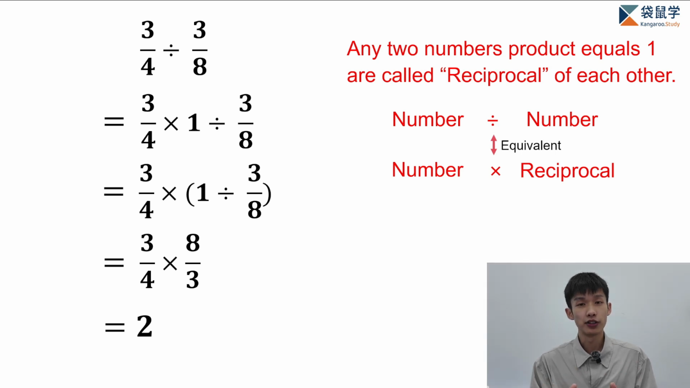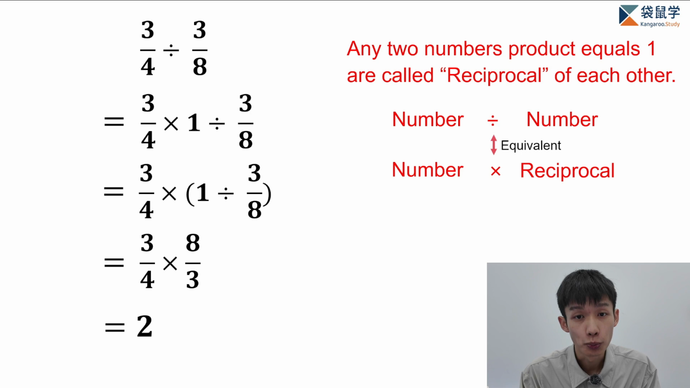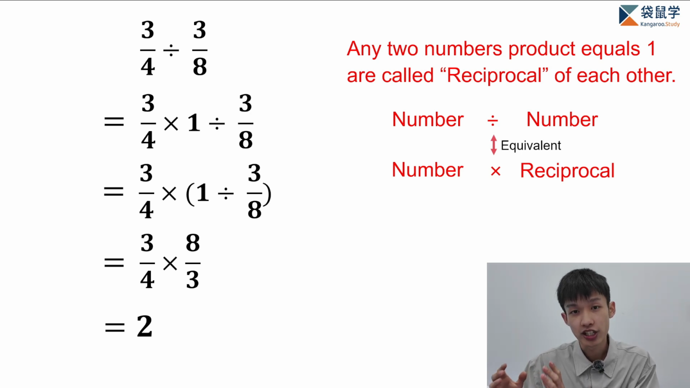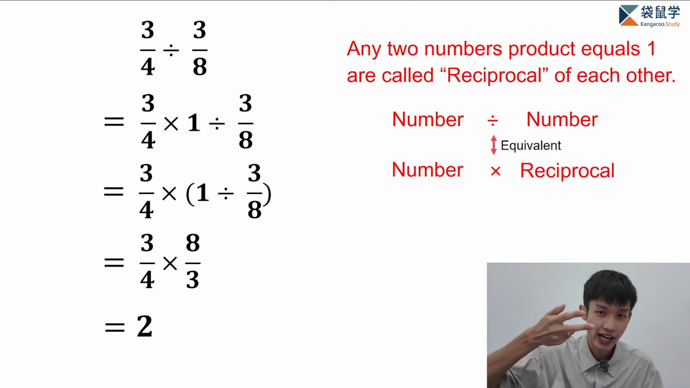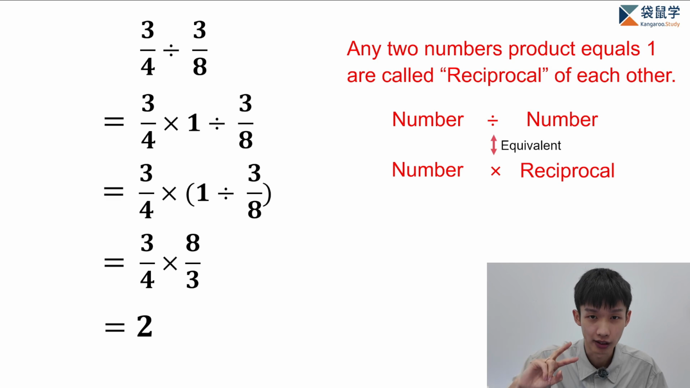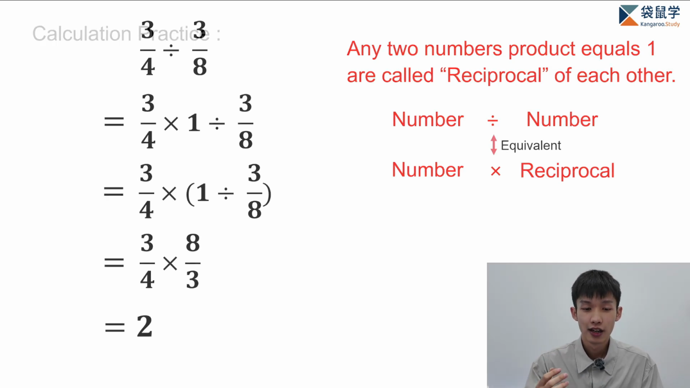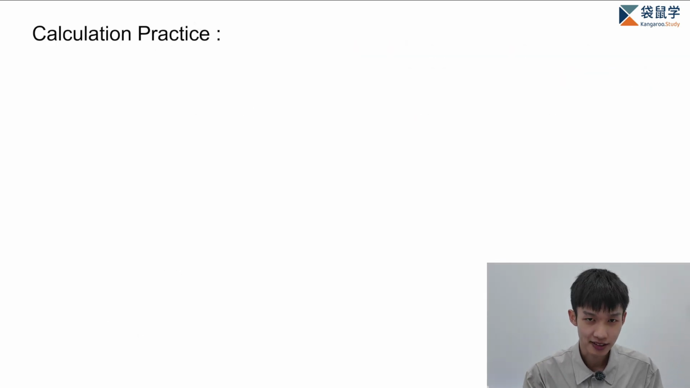So let's do a summary for this one. For the number in the left side, do we change or not? We do not change it. But the division sign, we change to multiplication sign. And the number in the right side, we change to its reciprocal. And how to change it to reciprocal is we're actually flipping around. Flip around.